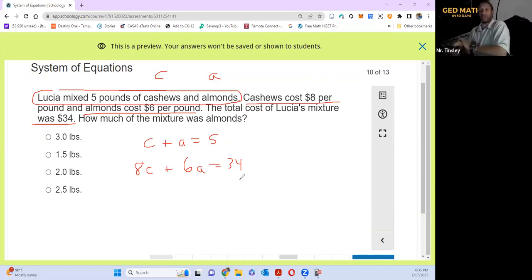Then you have to ask yourself, how can I solve a system of equations? I can solve by substitution, by elimination, or by graph. What we're going to do is solve by elimination. What variable do you want to get rid of, A or C? Can somebody tell me the next step in order to solve this problem?